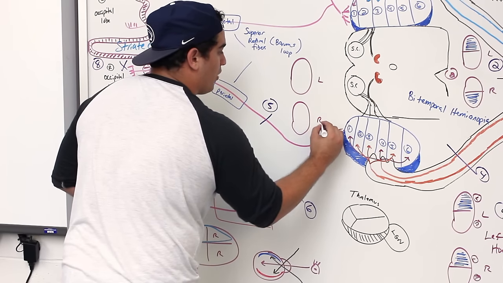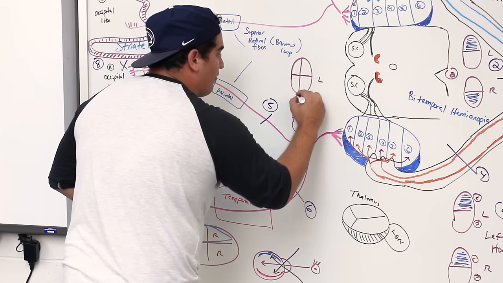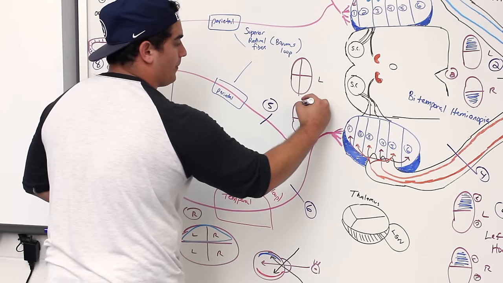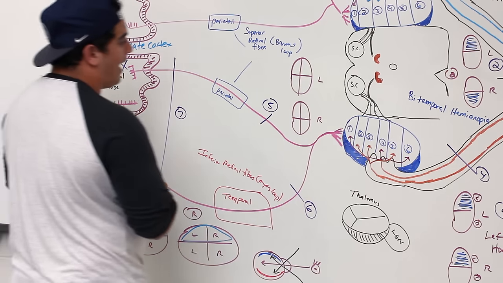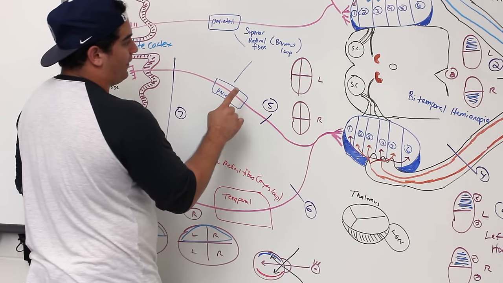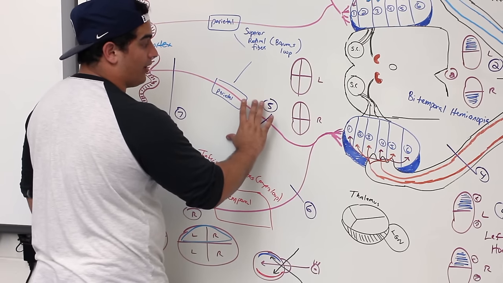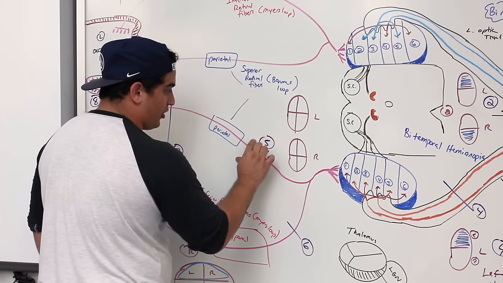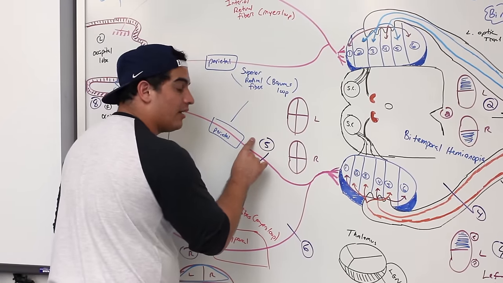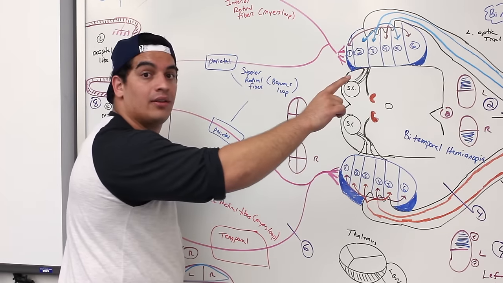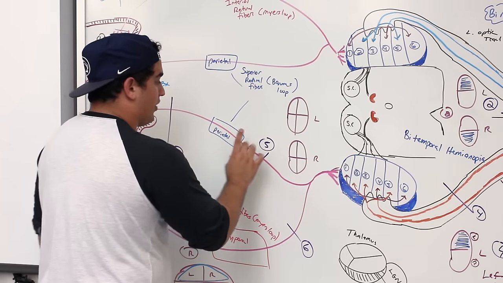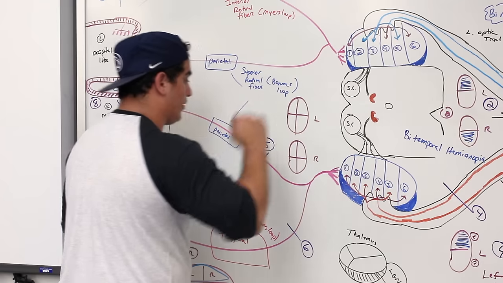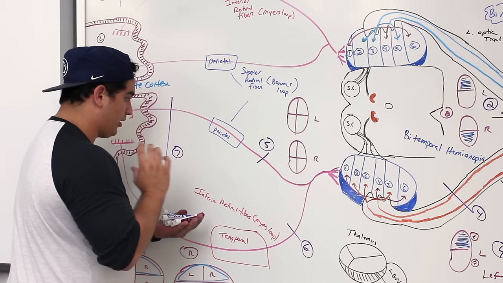Here's left eye, right eye. We have to split it like this, but then into fours. Superior quadrant, inferior quadrant. Now let's think about this. If we damage this right side, the right superior retinal fibers, remember, anything from the right side is coming from the left visual field. So anything that's on the right eye is coming from the left visual fields. Just want to make sure that we get that completely clear.